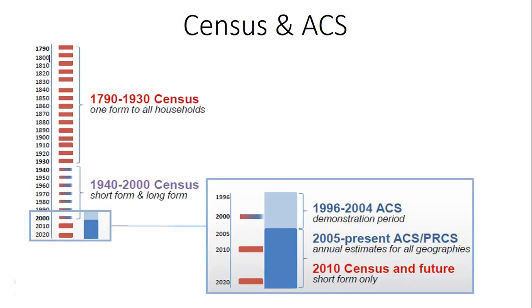From 1790 to the 1930 census, we sent just one questionnaire to all households. Then starting with the 1940 census, we started sending 2 forms, the short form and the long form. About 1 in every 6 households received the long form. Then we started the American Community Survey in 1996. From 2005 onward, the ACS has produced estimates for all geographies in the United States. So the 2010 census was a short form only, as is the 2020 census.